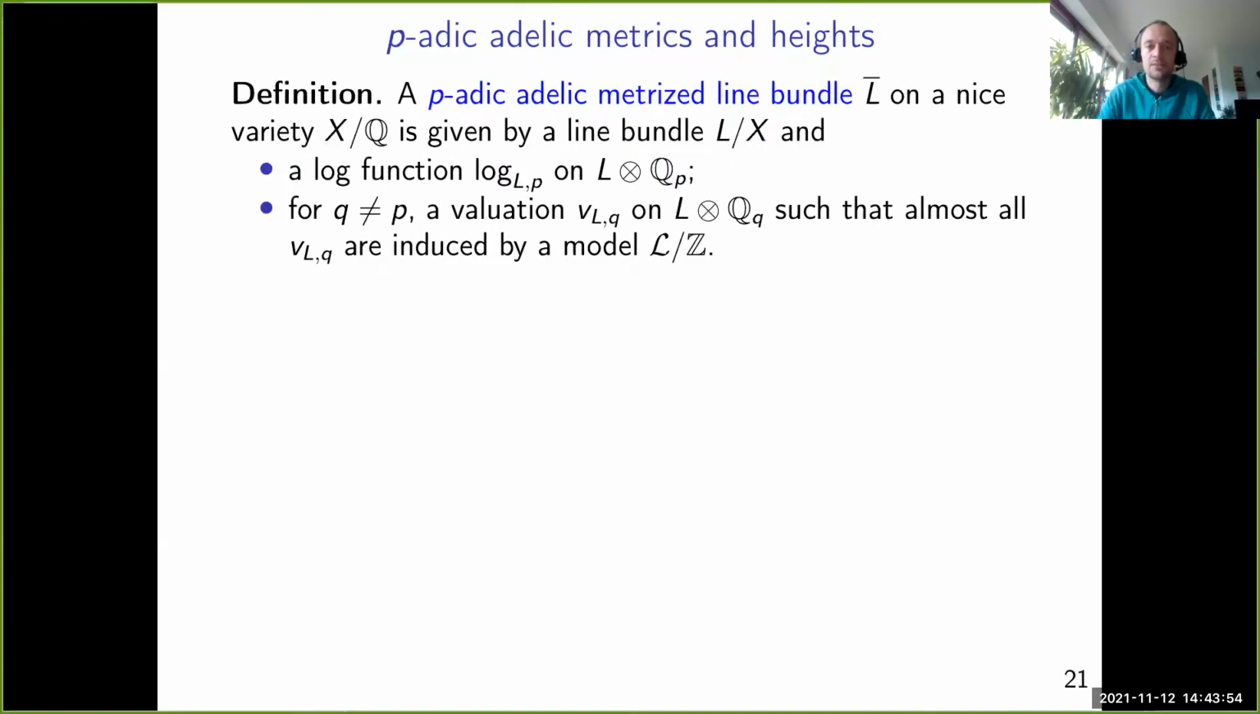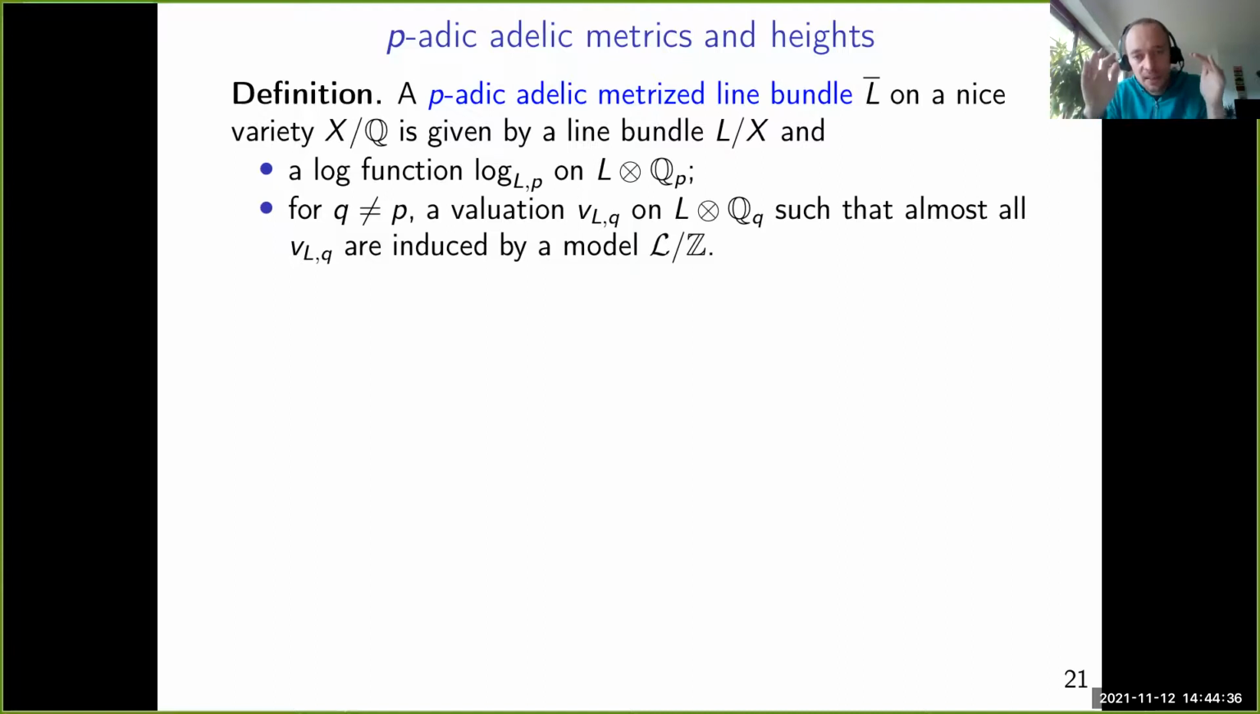All right, so now we can finally define p-adic adelic metrized line bundles on nice varieties first. They're given as follows. We are now back in the global setting, right? We want something adelic. So X over Q is a nice variety, L is a line bundle on X, and then we choose a log function log L_p. That's our contribution at p. And then for every q not equal to p, we choose a valuation. And then there's a compatibility condition, which says that almost all of these valuations should come from the same global model of L. This is the same compatibility condition that Zhang had. Let's not talk more about that.